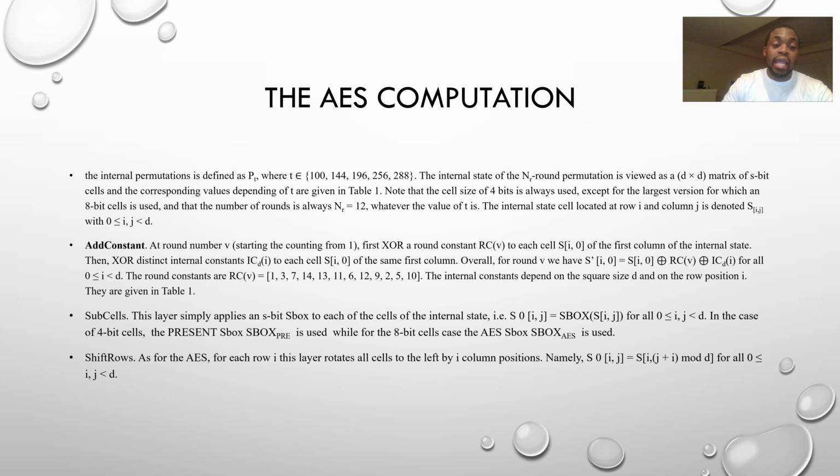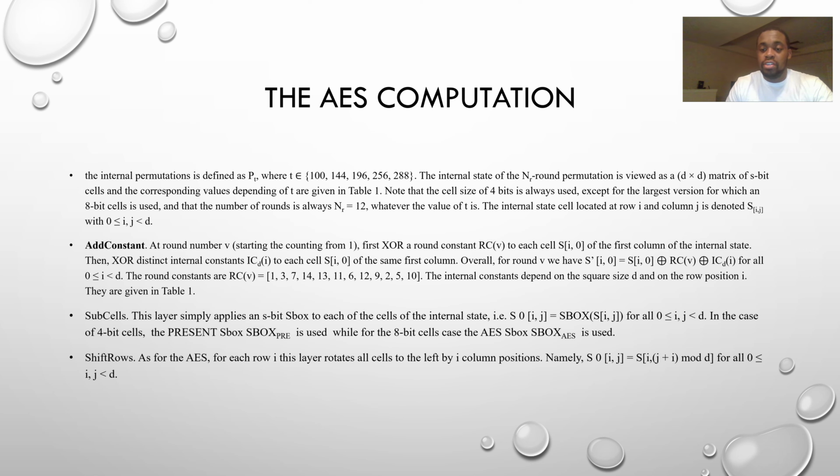But for an add constant, which I mentioned, I'll explain in further detail. Basically, at round v, starting from the count of 1, first XOR a round constant RC_v to each cell S_i0 in the first column of the internal state. Then XOR the internal constant IC_i to each cell S_i of the same first column.